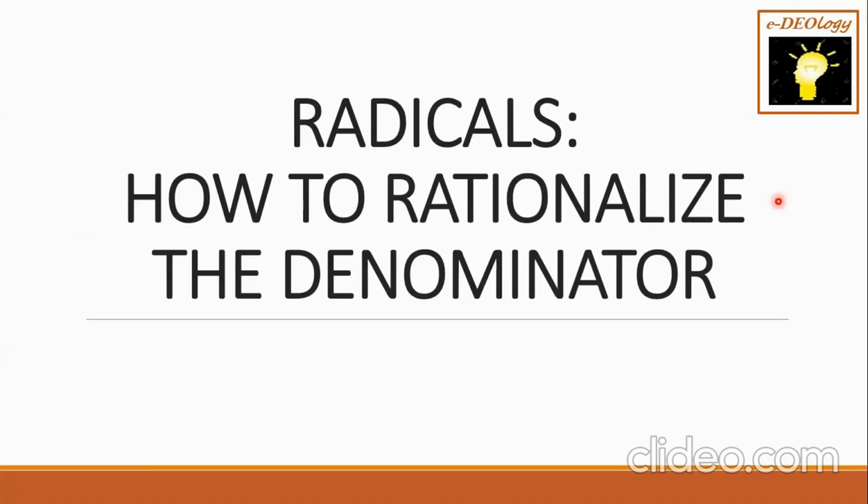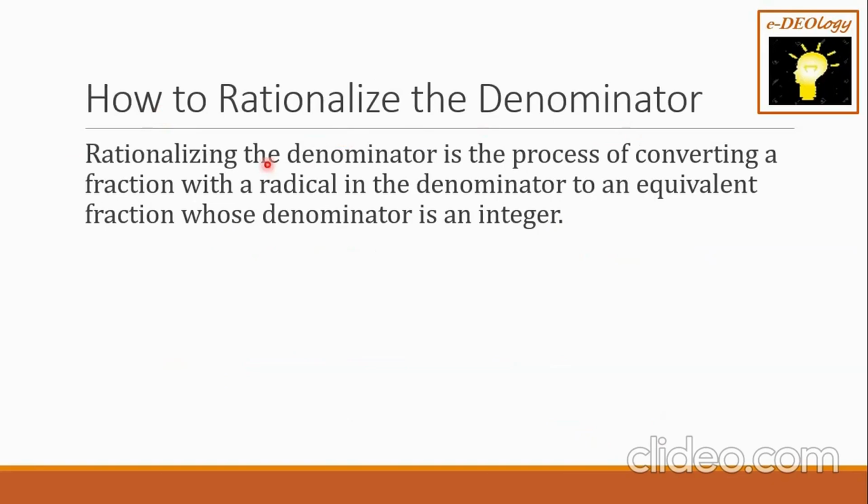Hi everyone, today we're going to study how to rationalize the denominator. Rationalizing the denominator is the process of converting a fraction with a radical in the denominator to an equivalent fraction whose denominator is an integer.